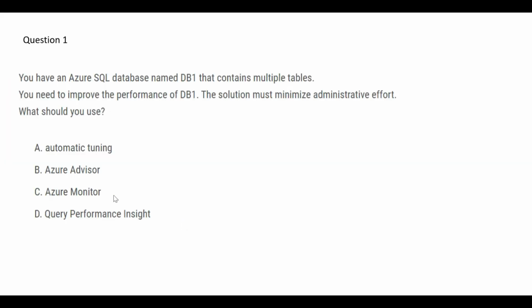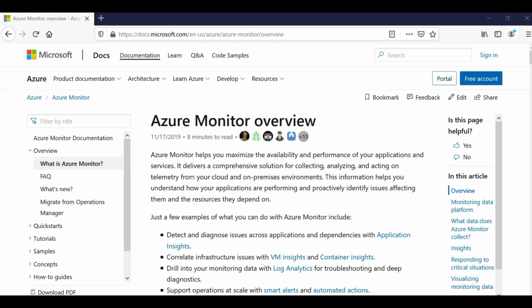Now let's look at Azure Monitor. If you see this, the monitor allows you to maximize the availability and performance of your application and services. It is mostly related to applications and services, not specifically for databases. Another thing that happens is it will just monitor your statistics. It will not automatically tune it. It will monitor and tell you, boss, this is the problem here. You need to look at it or send alerts and so on, or take any automated actions.